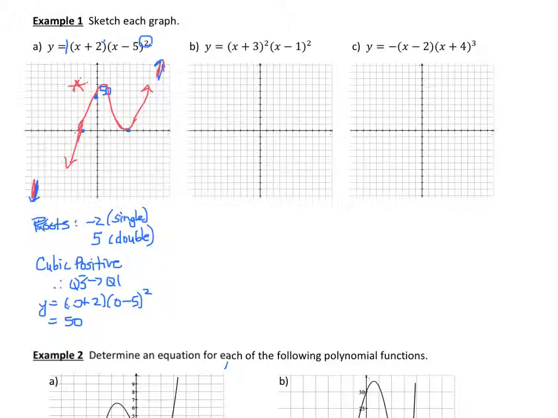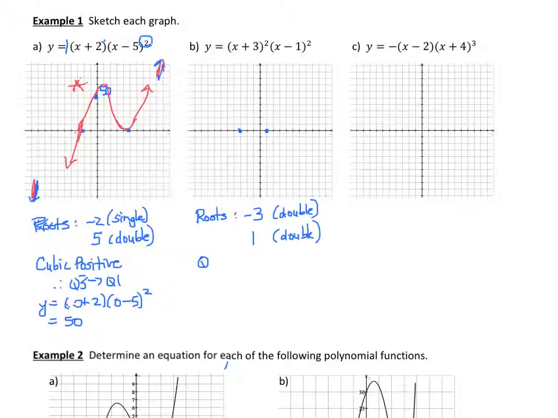Okay, let's have a look at the next example. Your next one has roots at -3 and 1. The root at -3 is a double root, and the root at 1 is also a double root, coming from the fact that the exponent on each factor is 2. So we've got roots at -3 and +1.